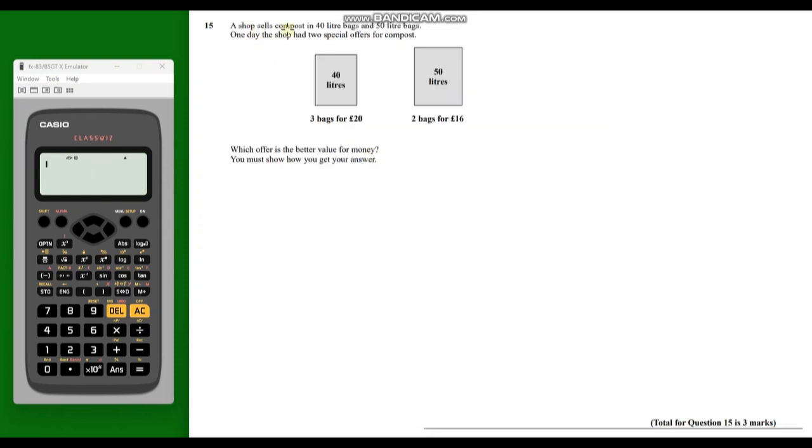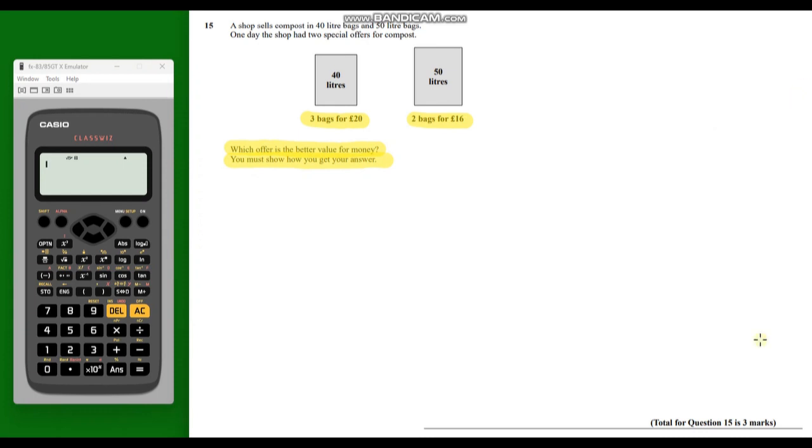Question 15. A shop sells compost in 40-litre bags and 50-litre bags. One day, the shop had 2 special offers for compost. So these are our special offers. The 40-litre bag, you can get 3 bags for £20, and for the 50-litre bag, you get 2 bags for £16. Which offer is the best value for money? You must show how you get your answer.